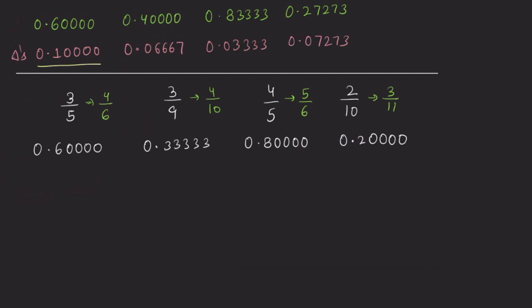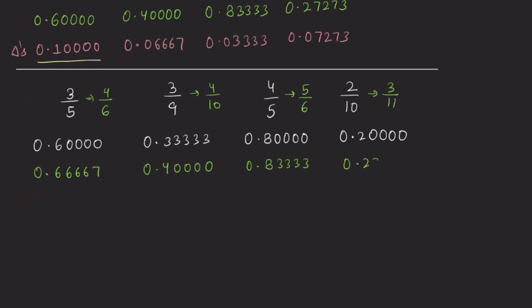Now what will be the new pass ratio? So this one will be 0.66667, right? Then 4 by 10 will be 0.40000. 5 by 6 will be 0.83333. And 3 by 11 will be 0.27273. Again, let's find out what is the delta that we are getting.